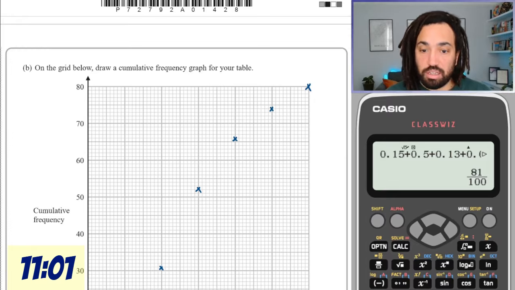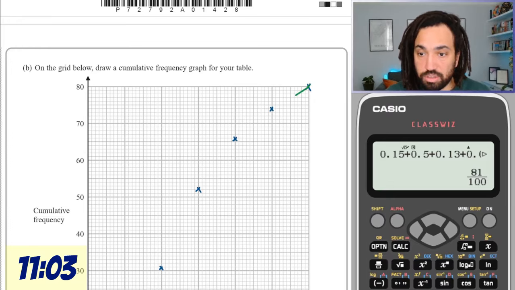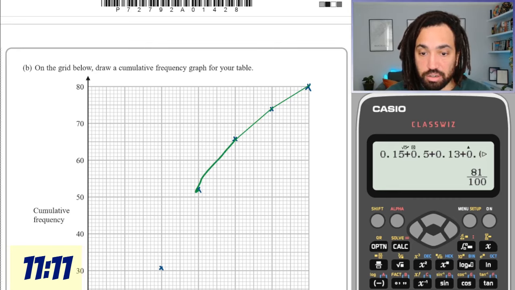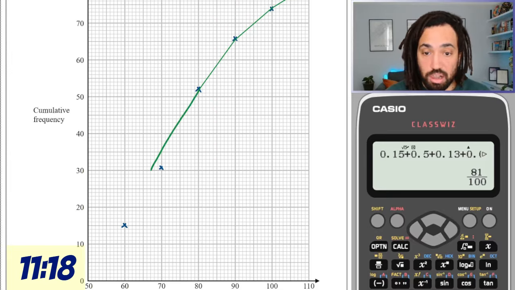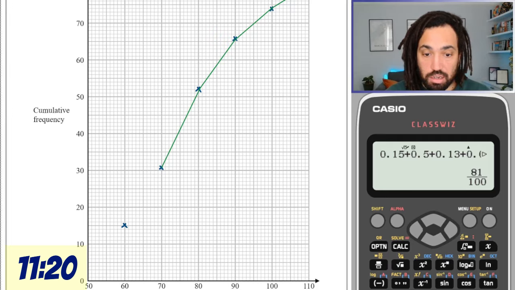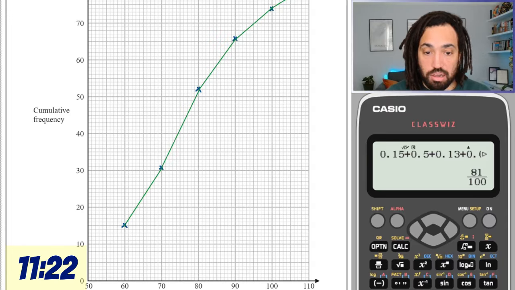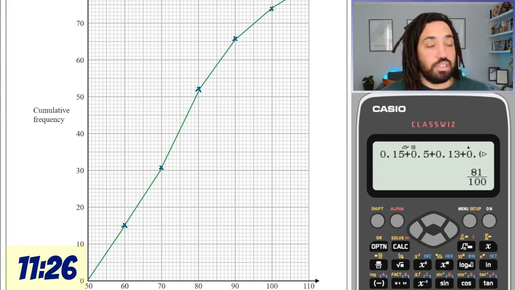Now, rather than use curves, I'm just going to connect them up with straight lines. I think it's my new way of doing it. I think it's just a bit more accurate, and you are allowed to do it. And I think you're more likely to get the same answer as the examiner. And then you go back to 0 as well, because no one got less than 50.